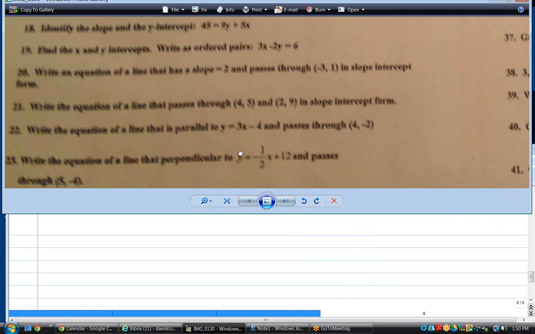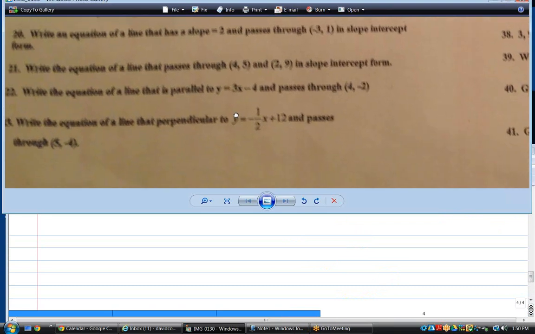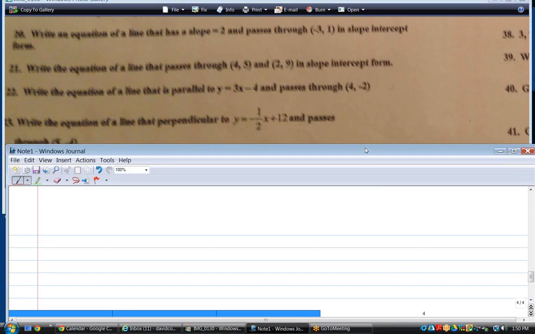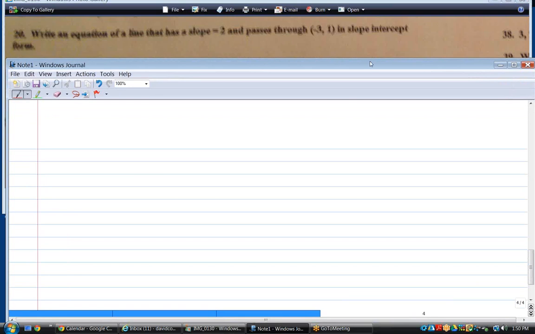All right, let's see. That was 19. All right, 20 is a classic. If they could only ask you one question on the test, it would be 20. This is the one thing you absolutely have to be able to do. Figure out what the equation of this line is. It's the first step.